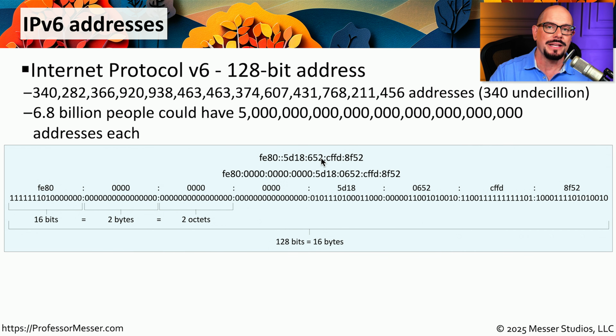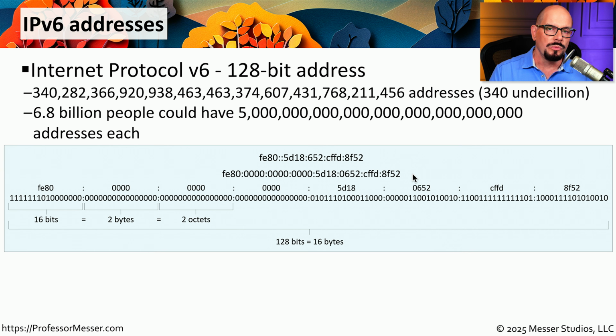If we were to write this out in its full and complete form, it would be the one that is on the screen in the middle here of FE80:0000:0000:0000:5D18:0652:CFFD:8F52. That is a very large address to be able to write out, but it gives us enough addresses that we could use this across the world for the global internet and connect everyone who needs that connectivity.